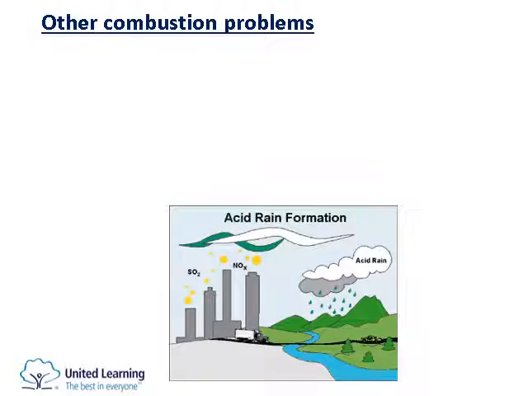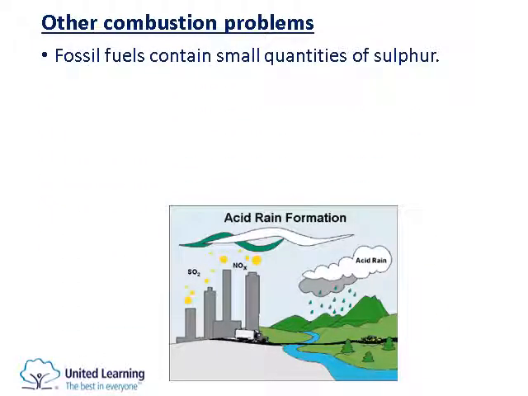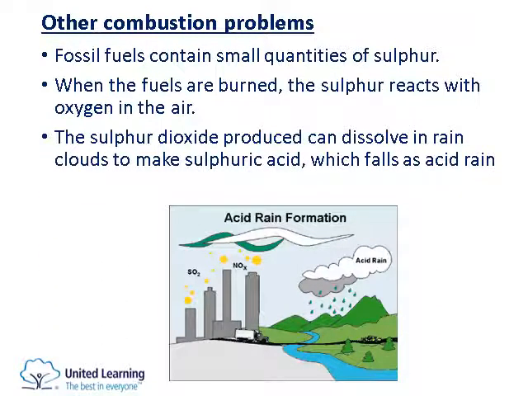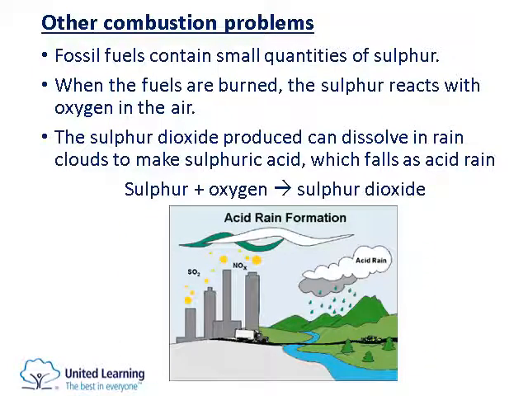So the last two products we need to talk about are sulfur dioxide and nitrogen oxide. So when we talk about fossil fuel, there's very small quantities of sulfur within them. When fossil fuels are burned, the sulfur reacts with the oxygen in the air to produce sulfur dioxide. Sulfur dioxide is a gas, but what it can do is it can dissolve in rain clouds to make sulfuric acid, and that sulfuric acid, like in the diagram, falls as acid rain. The word equation there, so we have sulfur and oxygen, and that produces sulfur dioxide.